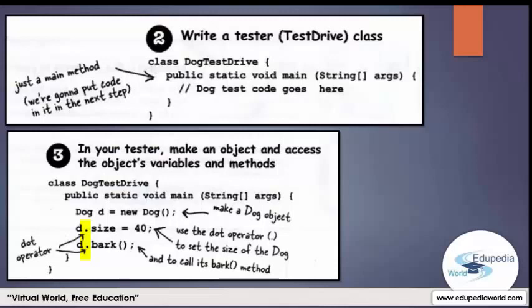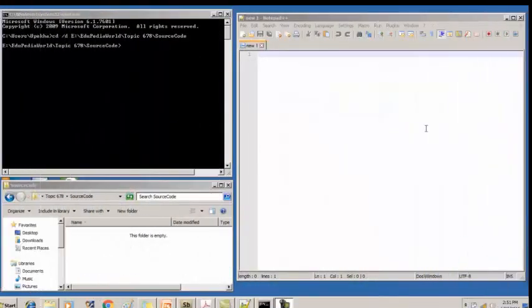See how we assign the value for the size instance variable: d, that means our object, dot size equals 40. So that's how we assign a value for the instance variable size. Likewise, you can assign the name and the breed. d dot name equals "Timmy". And now look at how we tell it to bark by using the dot operator on the variable d to call bark.